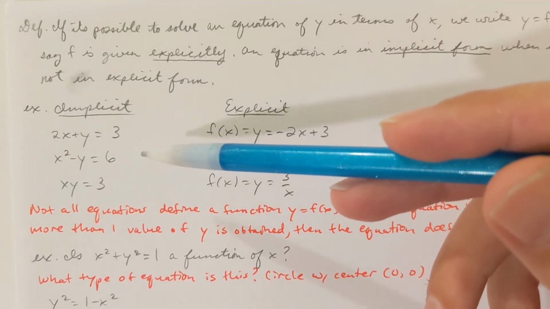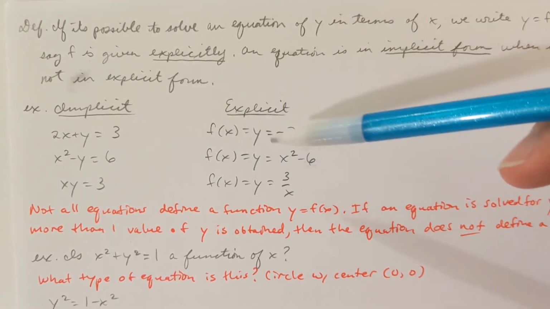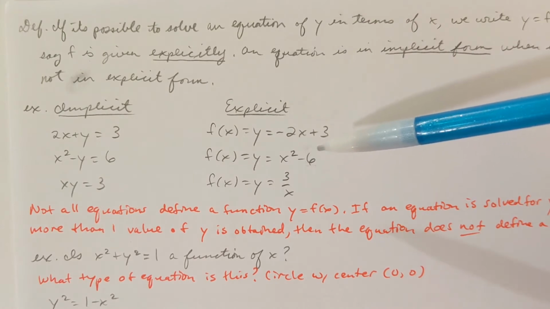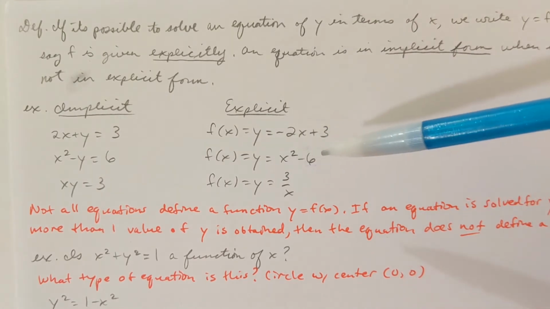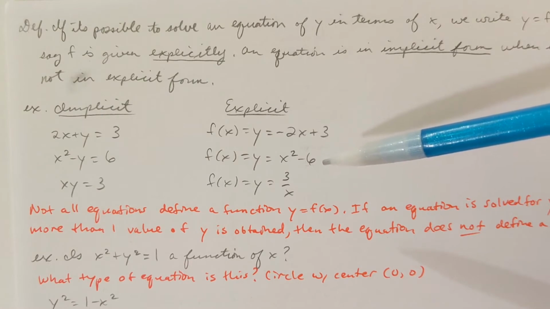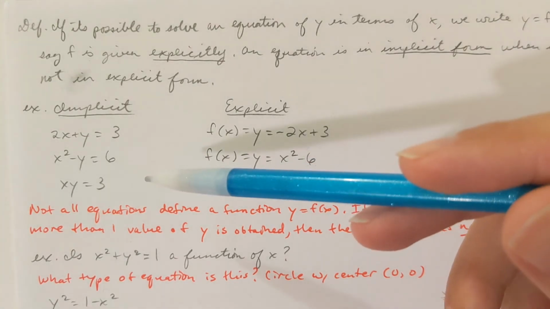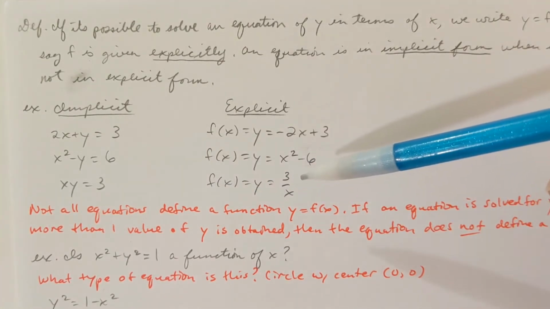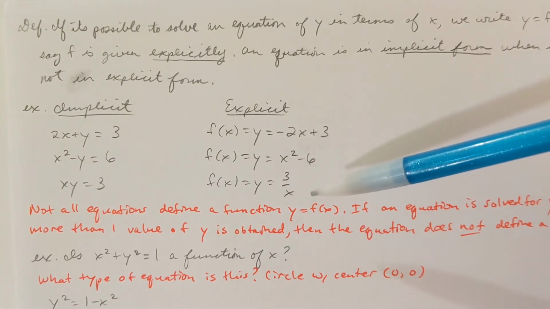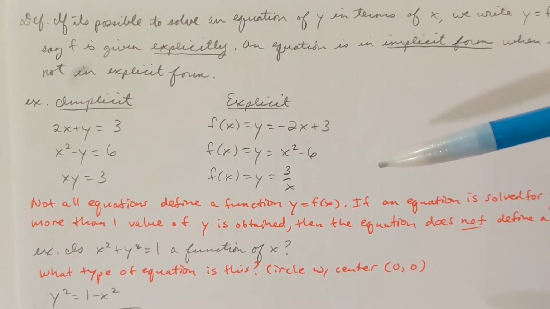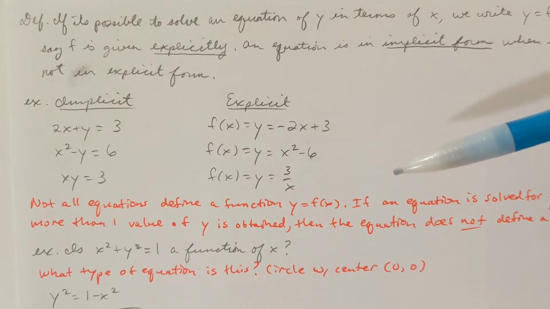If I add y and subtract 6 from both sides, y is equal to x squared minus 6. Y and f of x mean the same thing. So f of x is equal to x squared minus 6. xy is equal to 3 means that y is equal to 3 over x. Y and f of x mean the same thing. So f of x equals 3 over x. Now we're in explicit form. All of the functions that you'd be given using function notation are going to be written in explicit form.